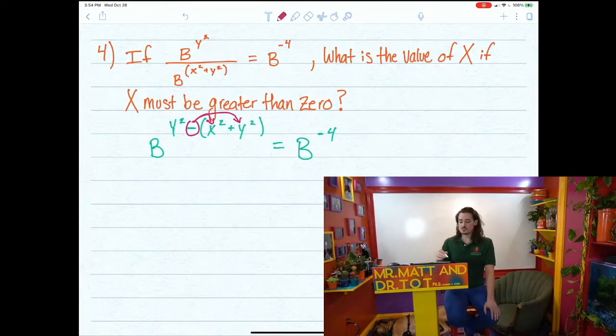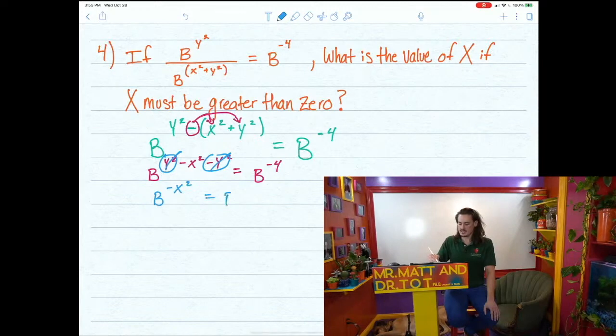Okay, so when we distribute that negative sign to everything inside the parentheses, we're going to get b raised to the y squared power minus x squared minus y squared is equal to b to the negative fourth power. Positive y squared and negative y squared will cancel. And so this will leave us with b to the negative x squared power is equal to b to the negative 4 power. Now we have common bases on opposite sides of an equal sign, so we can drop the bases and equate the exponents directly. So negative x squared is equal to negative 4.